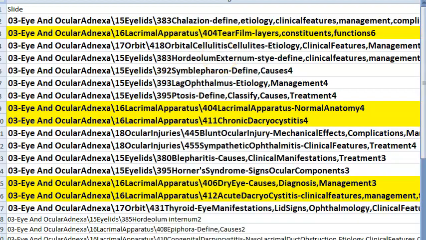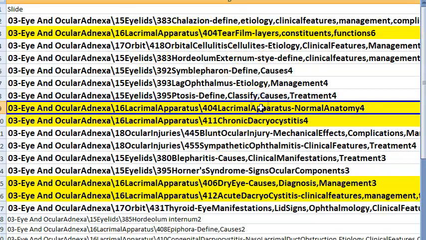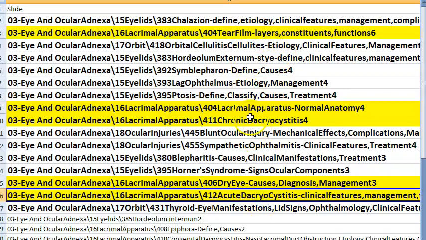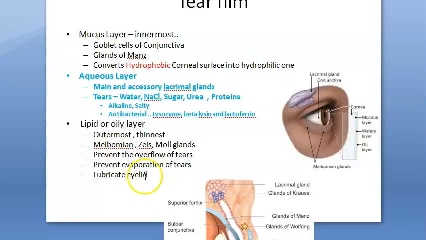Yeah. Guys, we are moving to the lacrimal apparatus. In this, what all are important? Lacrimal apparatus anatomy is important. Tear film layers, acute dacryocystitis, chronic dacryocystitis, and dry eye. These are important. So look at this.